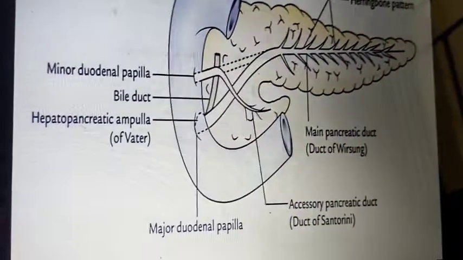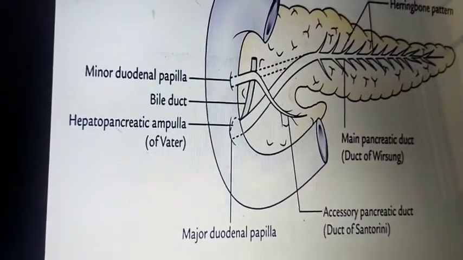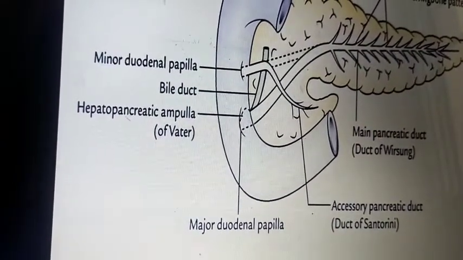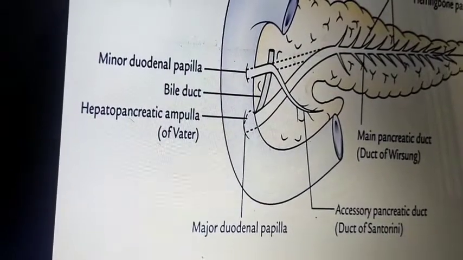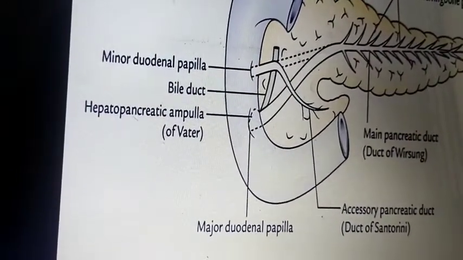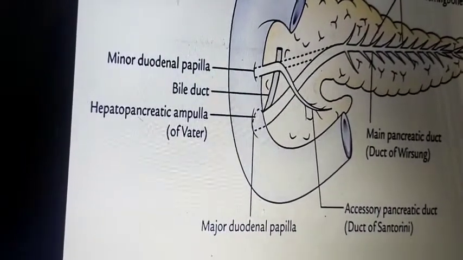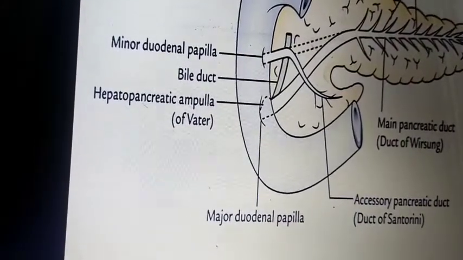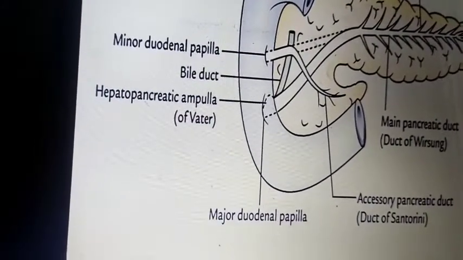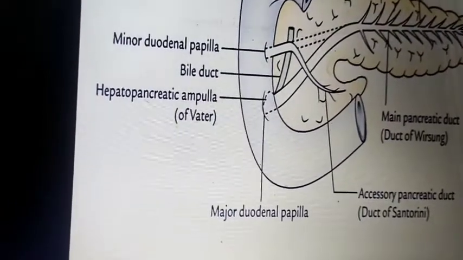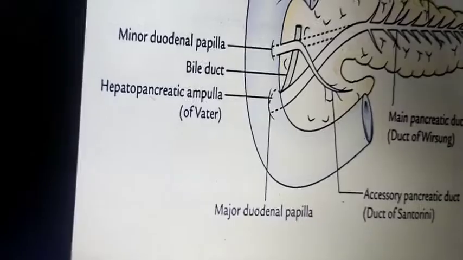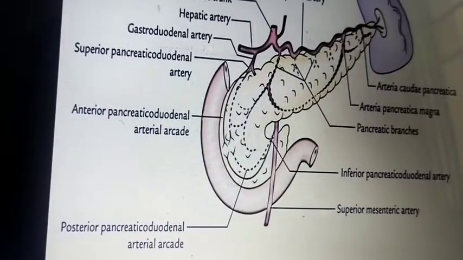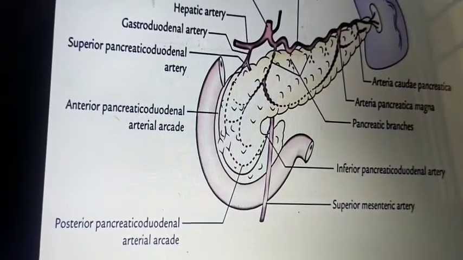The main pancreatic duct and the common bile duct join together and form the hepatopancreatic ampulla, or ampulla of Vater, that opens at the second part of the duodenum at the major papilla. The accessory pancreatic duct, or duct of Santorini, opens at the second part of the duodenum as the minor papilla. From the pylorus it is 6 to 8 centimeters in length, and the major papilla is 10 to 15 centimeters in length.